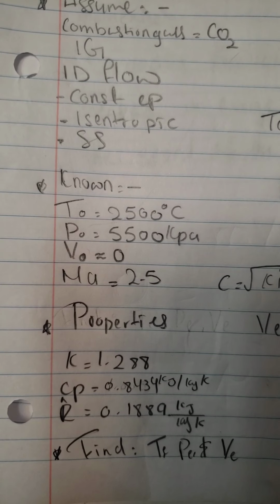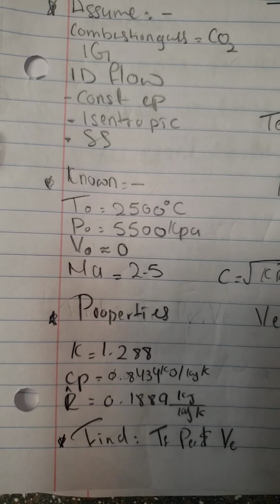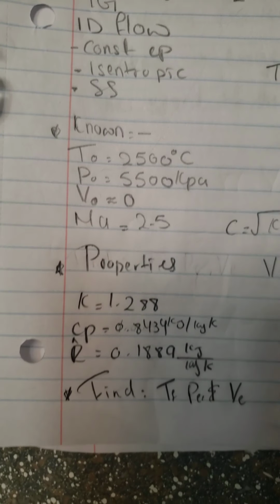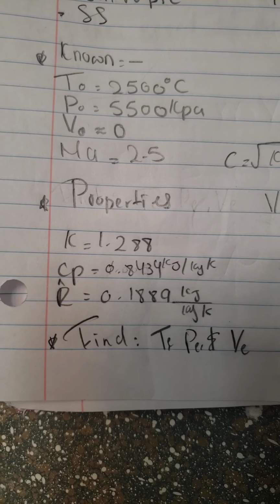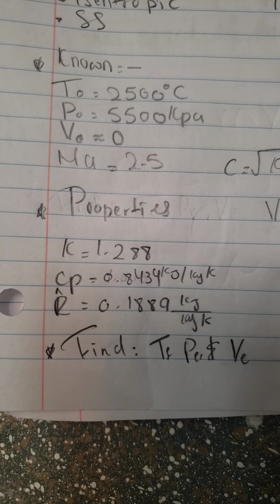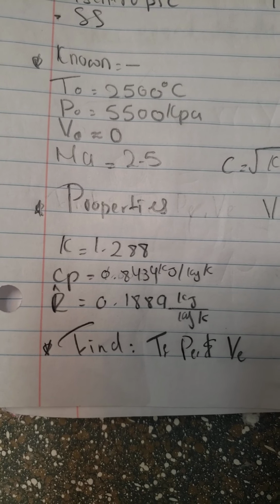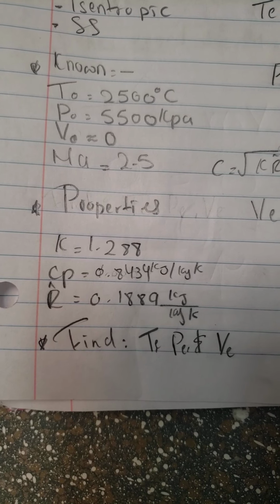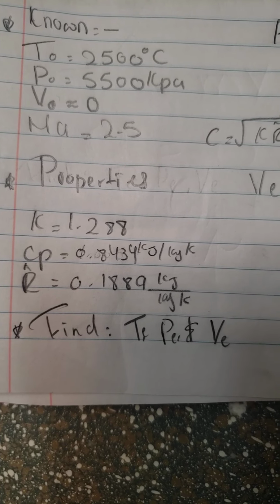Known is our stagnation temperature, stagnation pressure, and inlet velocity, stagnation velocity, be negligible, so 0, and the Mach number of 2.5. So our properties, which is just the properties of carbon dioxide from table A1 in handout 8A, is for the ratio of heat capacities is 1.288, the Cp is 0.804, and R hat is 0.1889. We're finding exiting temperature, pressure, and velocity.